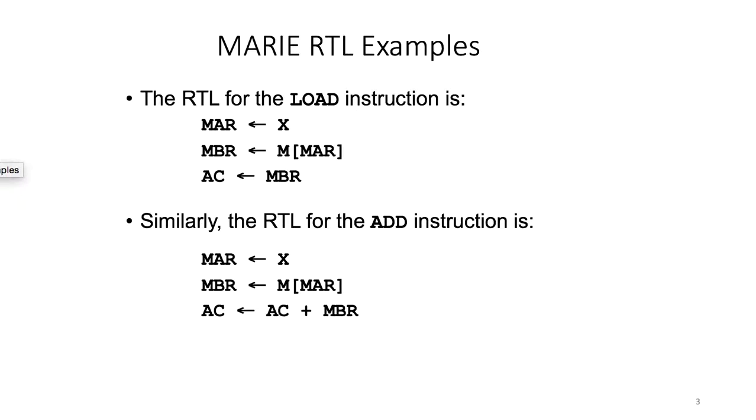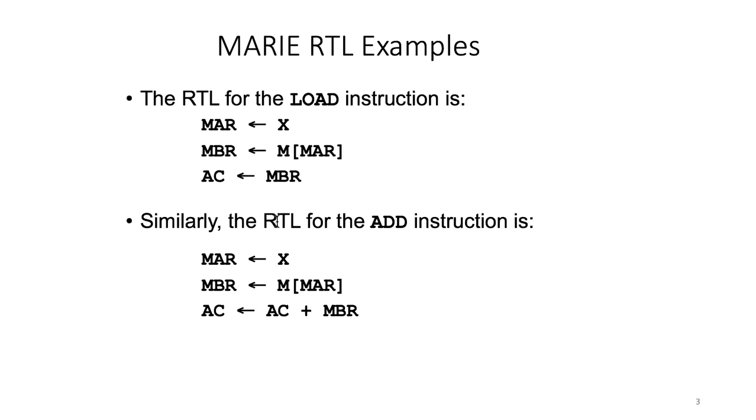The RTL for the load instruction is performed via three steps. First of all, the value of H will be placed in the memory address register, and then the content at the address H will be loaded into the memory buffer register, and the value from the memory buffer register will be copied to the AC.